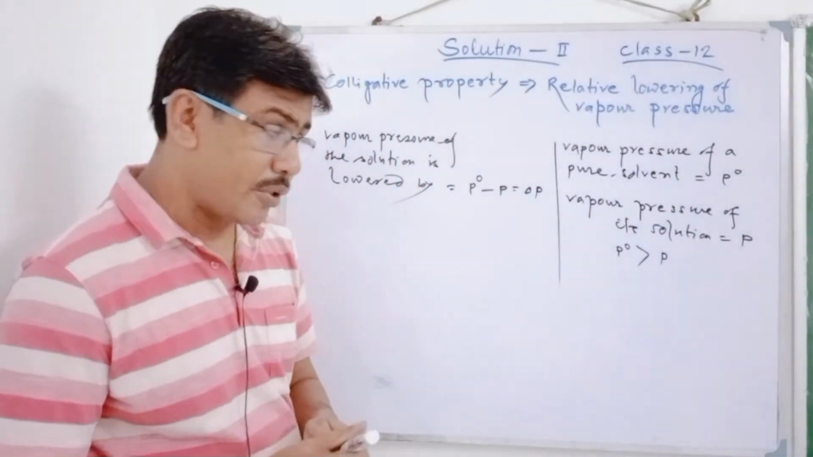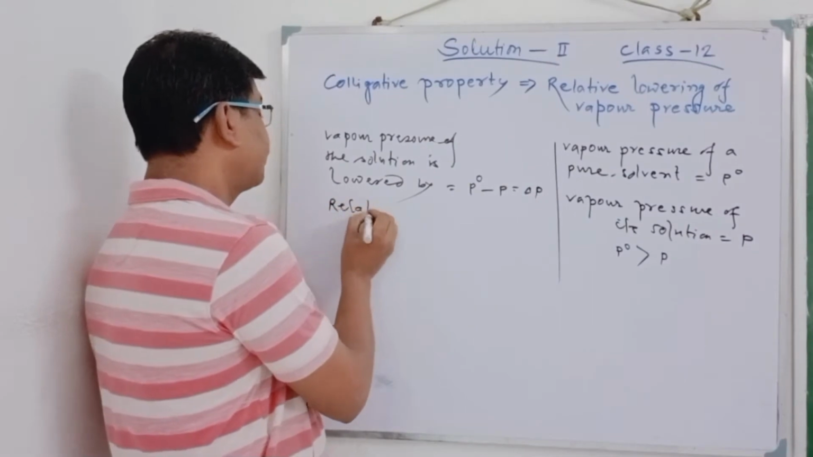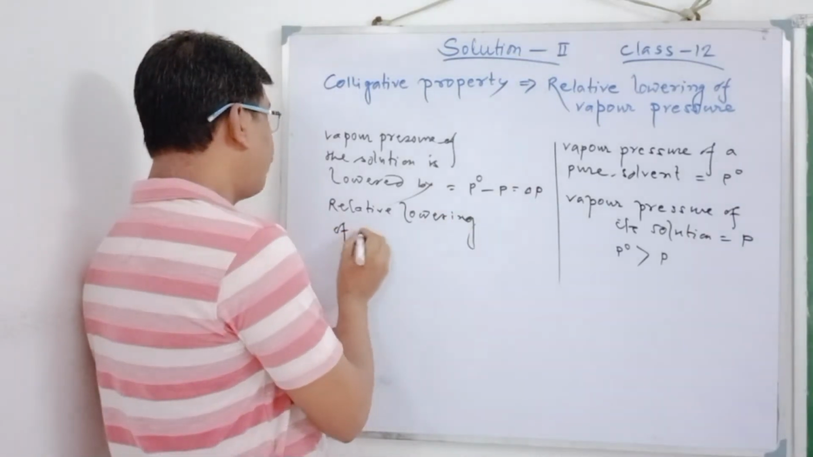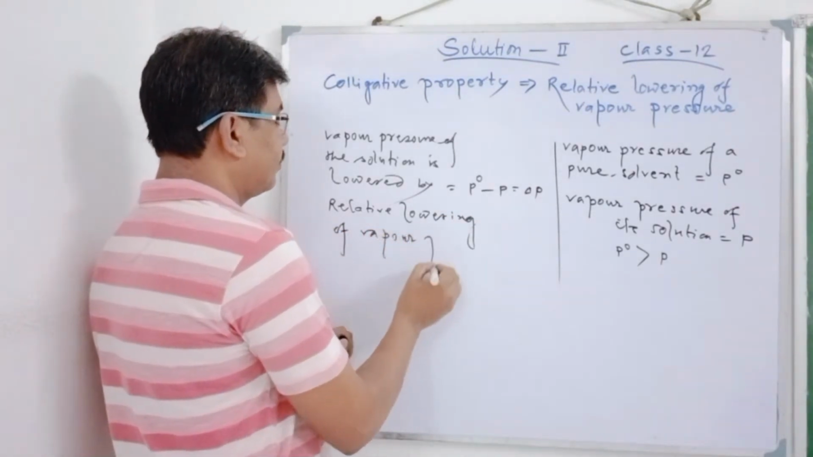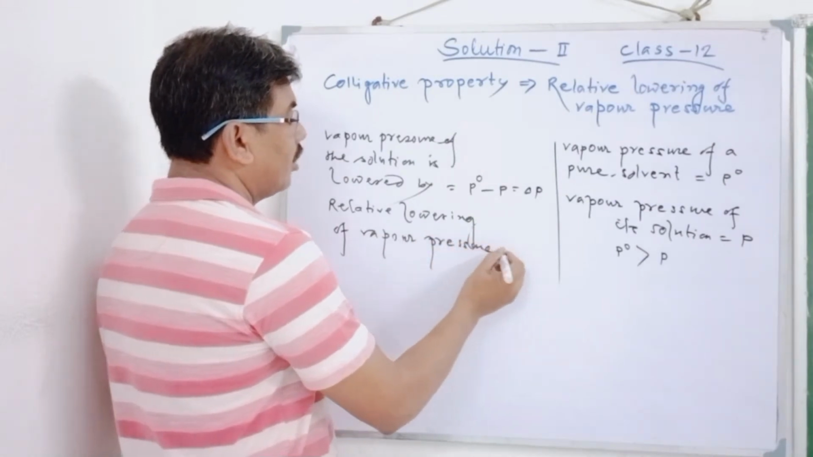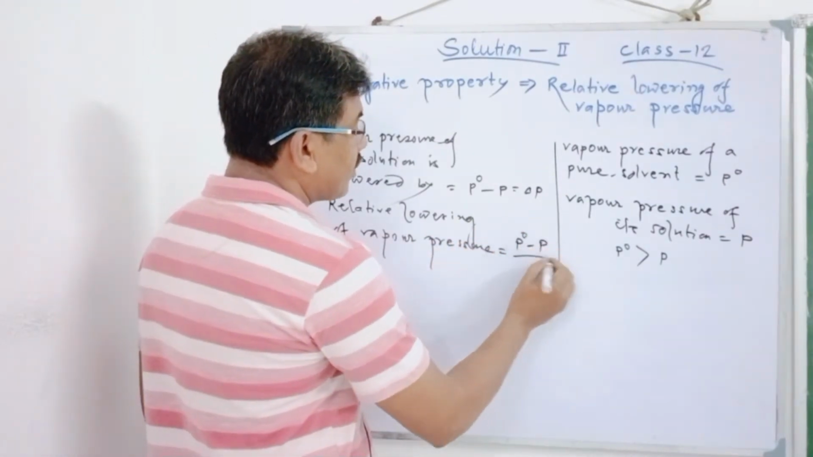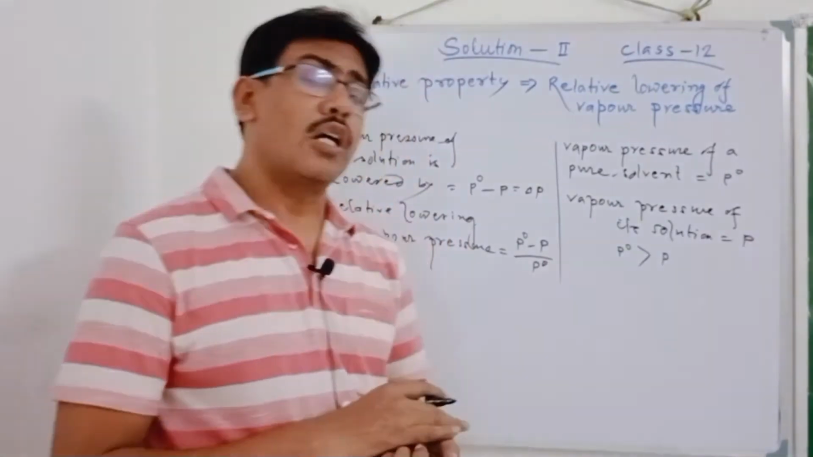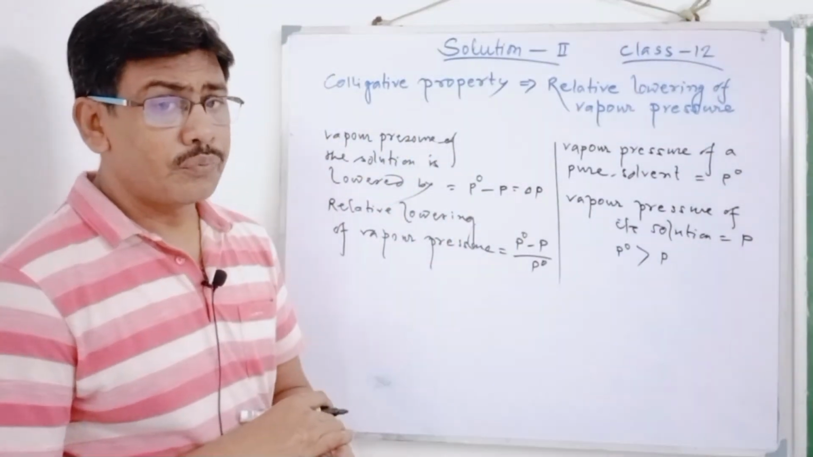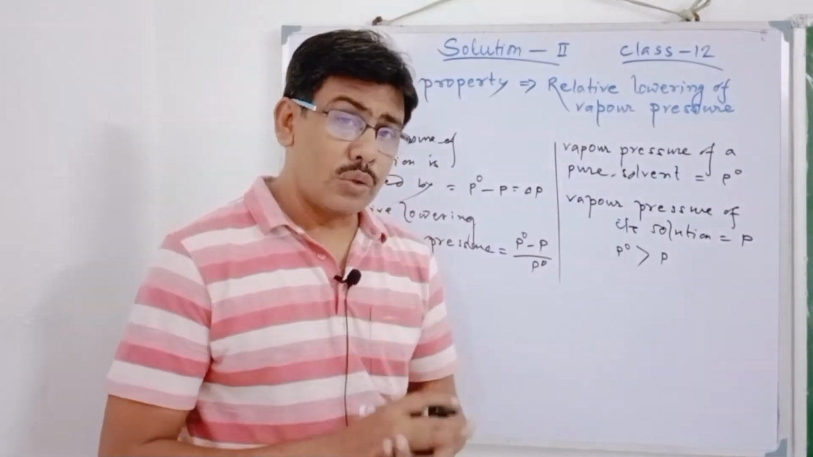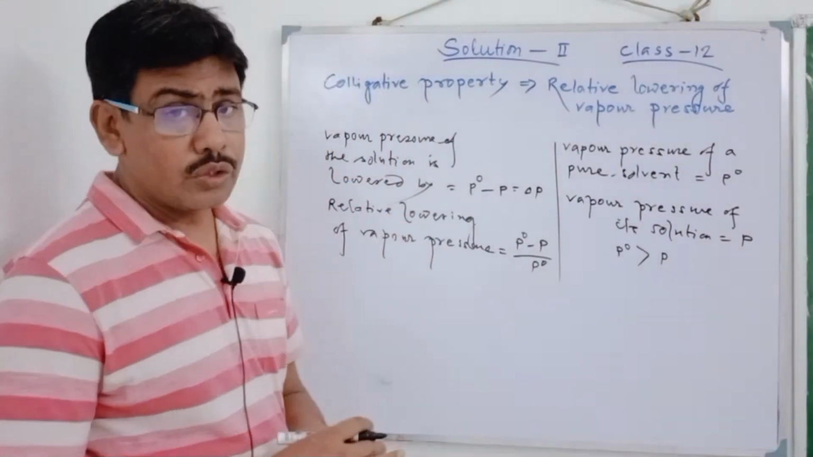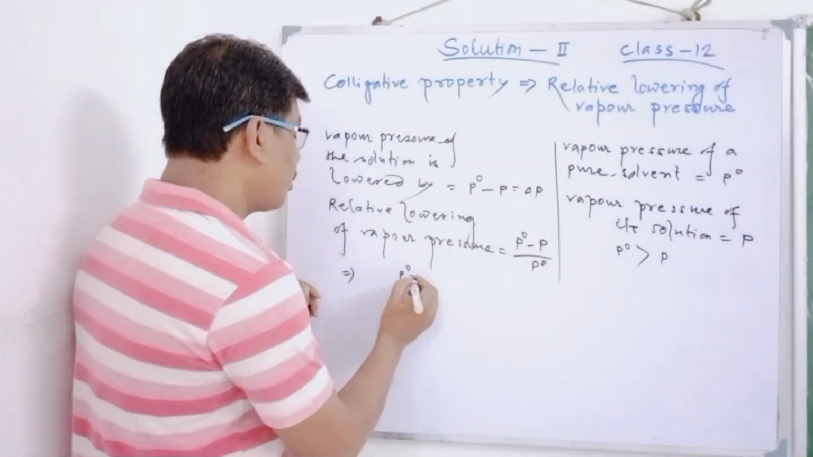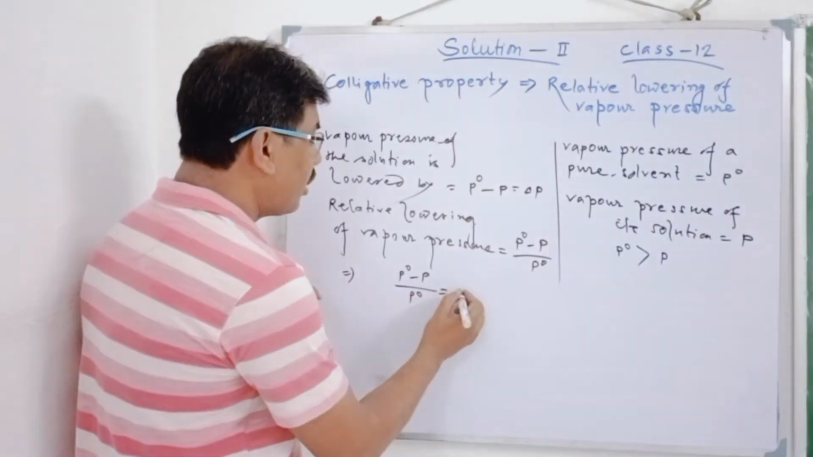Now the relative lowering of vapor pressure is equal to P0 minus P by P0. This is the relative lowering of vapor pressure. And according to Raoult's law, the relative lowering of vapor pressure is equal to the mole fraction of the solute present in the solution. So according to the law, P0 minus P by P0 equal to X2.